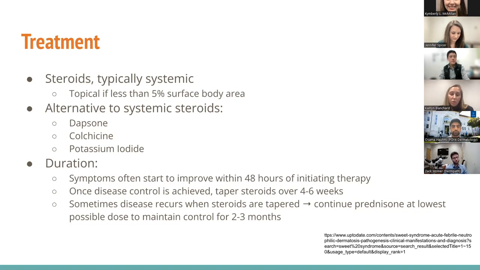In terms of how long we treat patients, it definitely varies from patient to patient. We can actually see a pretty quick response once the steroids are started. Patients often will improve symptomatically within 48 hours of initiating therapy. Once the disease is controlled, meaning we stop getting new lesions, we can start talking about tapering the steroids over the next 4 to 6 weeks. Unfortunately, sometimes the disease can recur when the steroids are tapered. If this happens, the current recommendation is to continue prednisone at the lowest possible dose that achieves control of the disease for another 2 to 3 months.